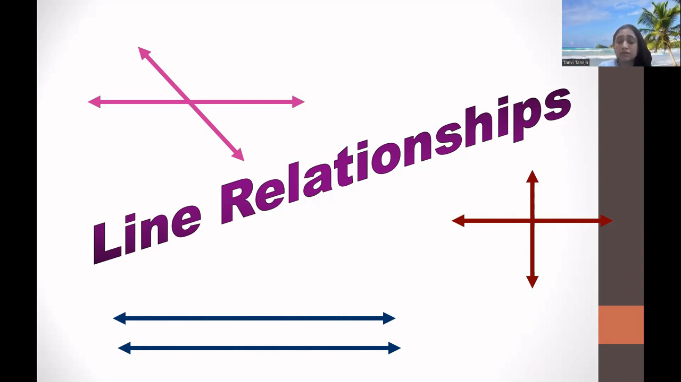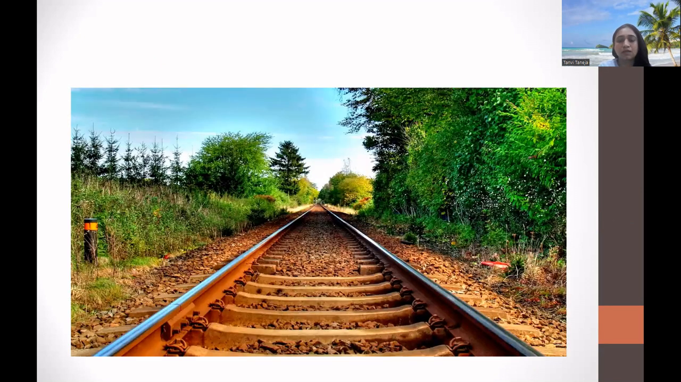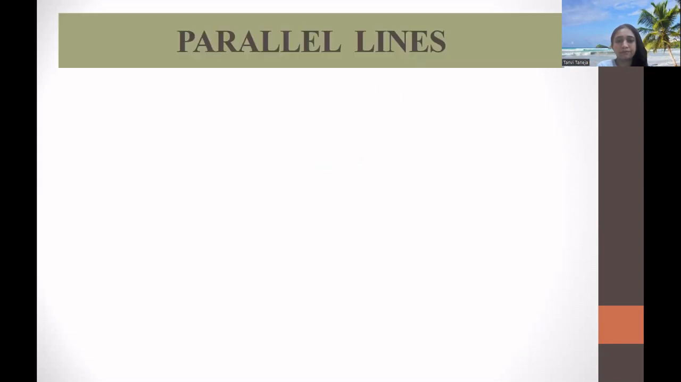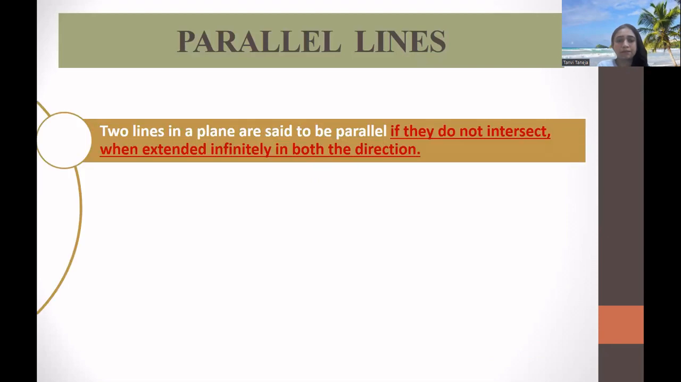Let us learn more about it with some examples. Now see this. What type of line is formed here? So these types of lines are known as parallel lines. They do not intersect, but they have the same distance between them. So let's talk about the parallel lines.